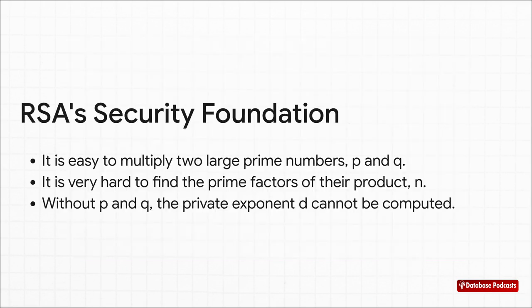The entire security of this system hinges on a beautiful, kind of lopsided trick in mathematics. See, it's incredibly fast for a computer to multiply two huge prime numbers p and q to get n. But going the other way, taking that massive number n and trying to figure out which two primes made it, that is an unbelievably hard problem. And since you absolutely need to know those original primes to calculate the private key d, the secret stays safe.